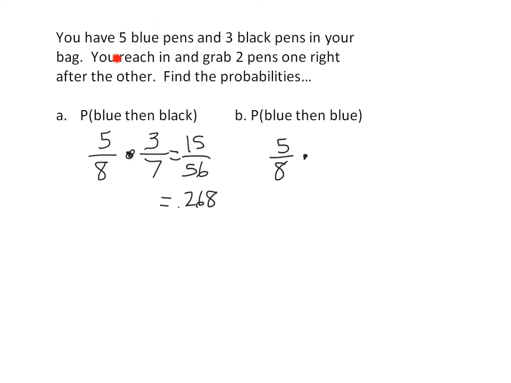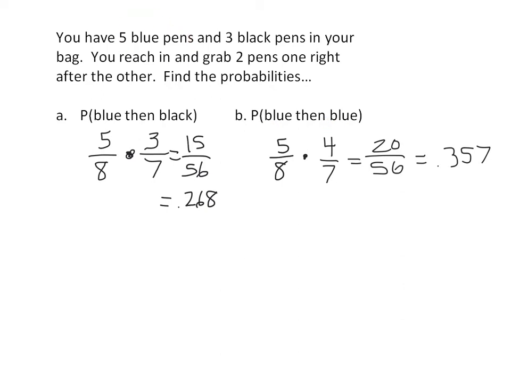Well, there were 5 of them. We're going to assume we got this to find the probability of getting a blue here. So now there are only 4 blue pens left in your bag out of 7 pens that remain in your bag. 5 times 4 is 20. 8 times 7 is 56. 20 divided by 56 is 0.357.